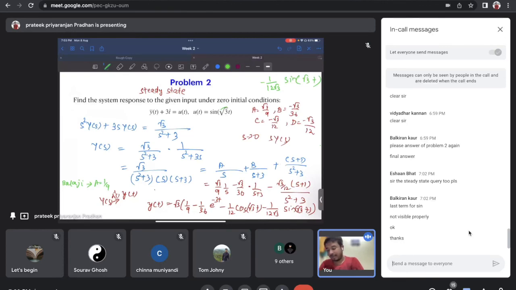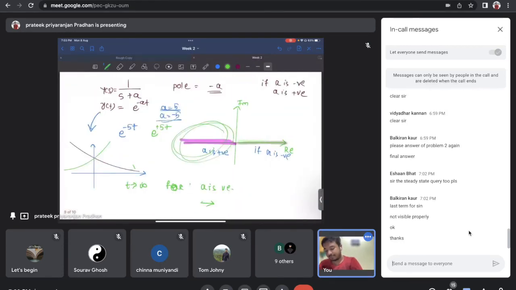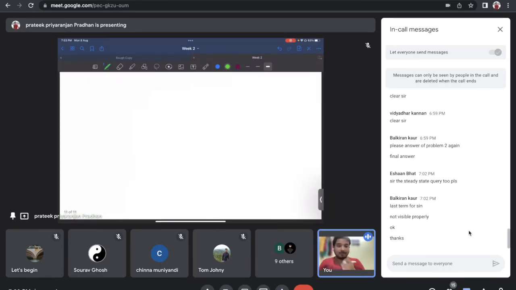Okay. So as Ishan asks, what is the final value theorem, the steady state query? As you know, Ishan, I would like to ask you a question. What is the relation between time and frequency? Can you just type in the chat?